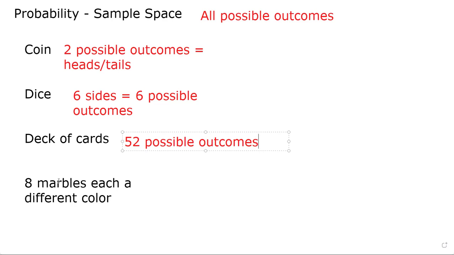Now, what about this? 8 marbles, each a different color, and you pick a marble? Well, there's 8 possible outcomes. That's really easy, but you might see something like, pick a marble, pick any color, what do you want? And then each one.